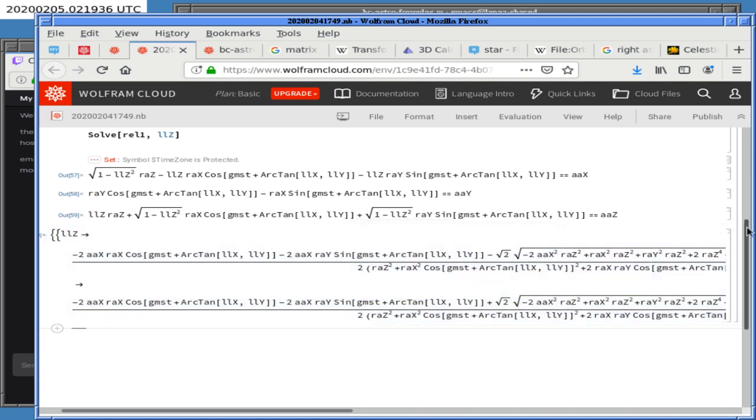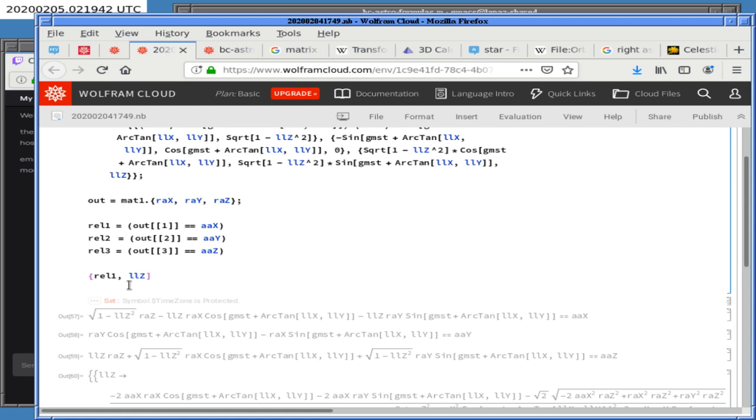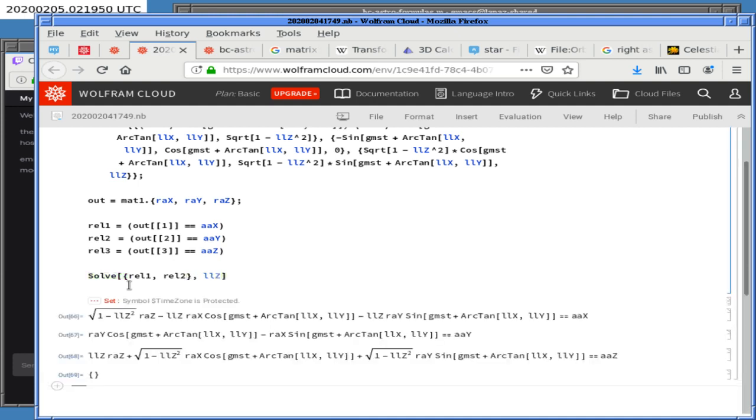Now, I'm wondering if we can use the first two together. Okay. And is that gonna... No, see, it doesn't like that. Can we use rel 1 and rel 3? And I think it's gonna complain again that we cannot do that. I bet you anything we could use rel 2 by itself and get a really bizarre looking answer. No, we can't. Rel 3? The z equivalents?